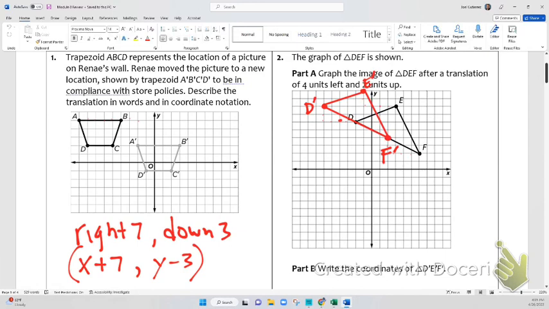And then part number 2, they want us to write the coordinate points of D prime, E prime, F prime. So I'm just going to go ahead and write them here. The answer for D prime is simply at -6 and 8. For E prime, my new coordinate points are going to be at -1 and 10. And then for F prime, we're going to be at 2 and 4.